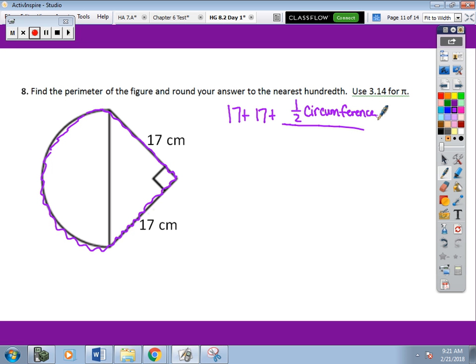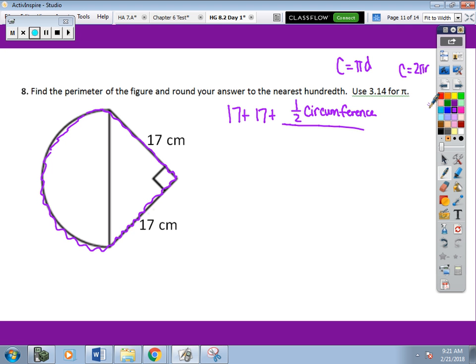Which we learned back in chapter 1. Who remembers what the circumference formulas are? There's 2 of them. Yes, one is pi d. The other is, Justin? No, that's area. Brett? 2 pi r. And that's because 2 times r is the diameter. Okay? You learned those back in chapter 1.